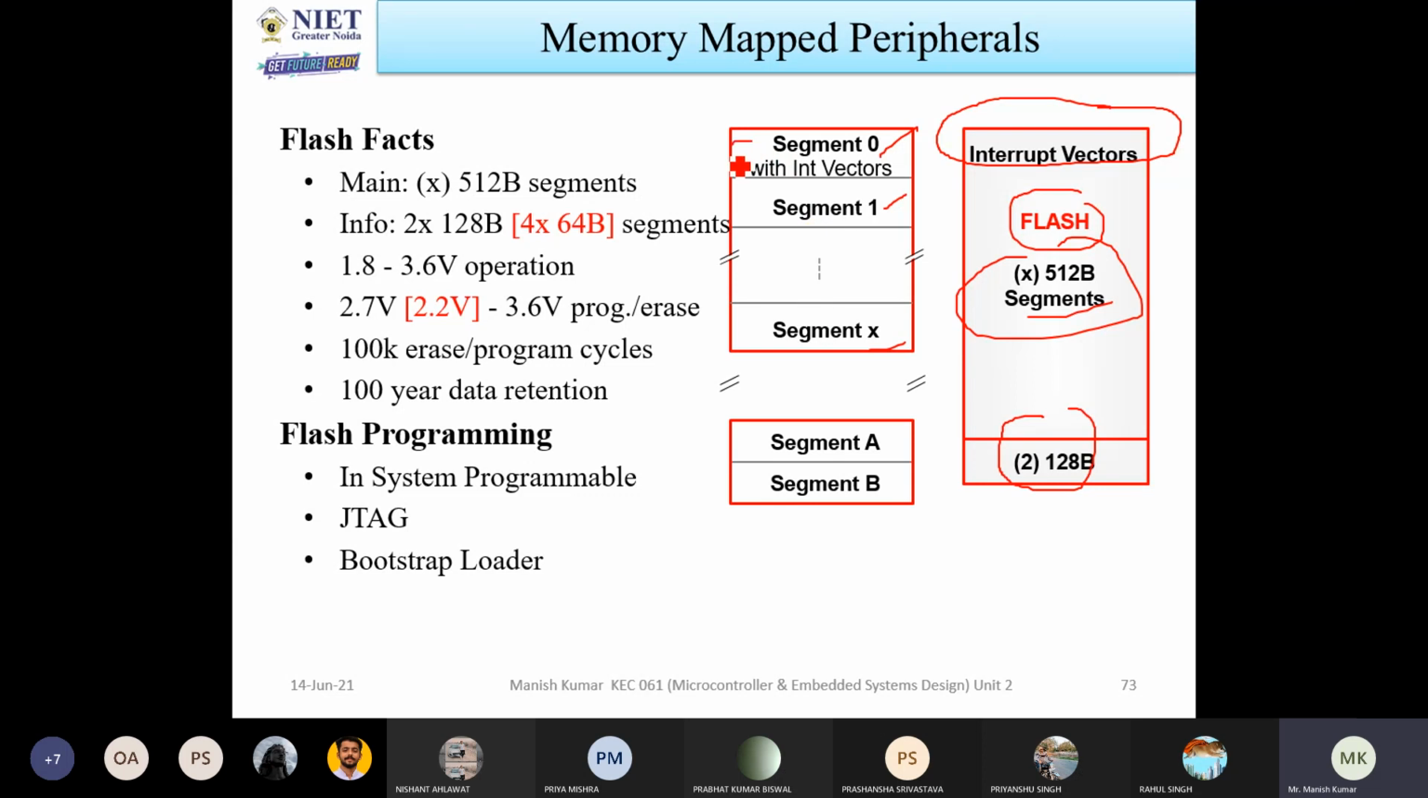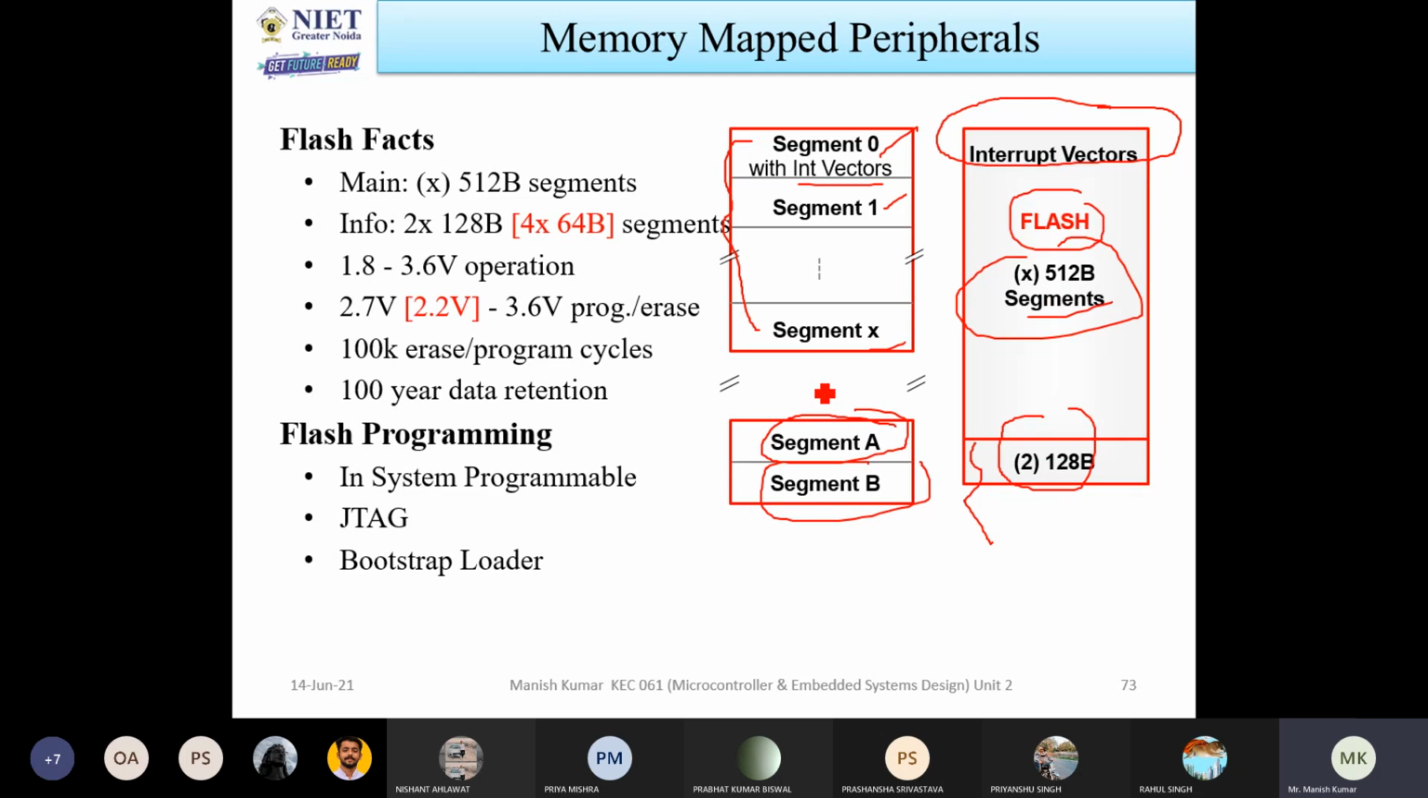So all these memory locations are divided in this way so that you can read them and use them as an interrupt vector. But this segment is not used as an interrupt vector. This segment is called segment A and segment B. So this 128 byte memory is divided into two parts, called segment A and segment B. And segment 0 to segment 1 is divided into 512 byte parts.